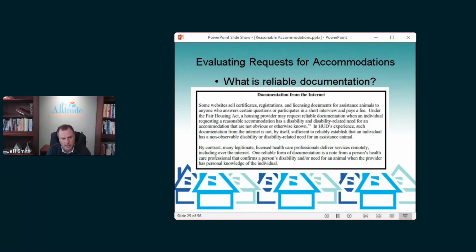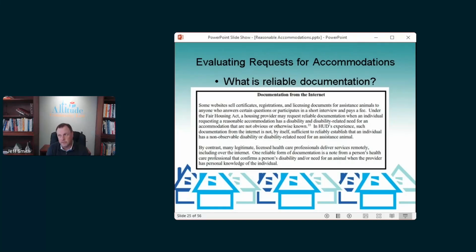In HUD's experience, such documentation from the internet is not by itself sufficient to reliably establish that an individual has a non-observable disability or disability-related need for an assistance animal. So ultimately, if someone just comes to us and gives us that online document that says this is a registered ESA, great. Not that we don't care, but that in and of itself doesn't mean we have to allow that animal.